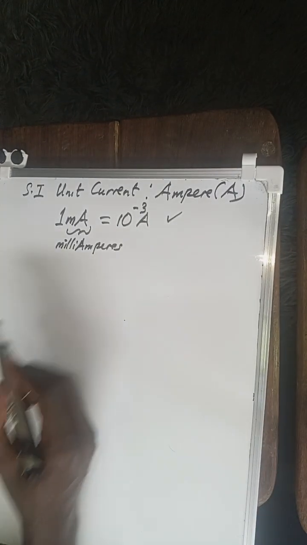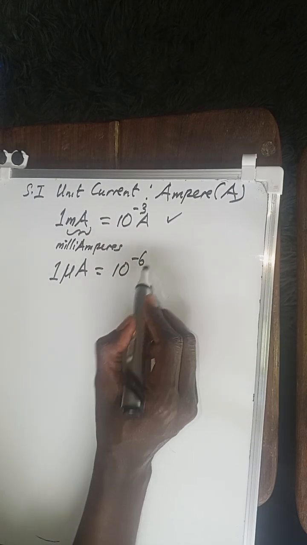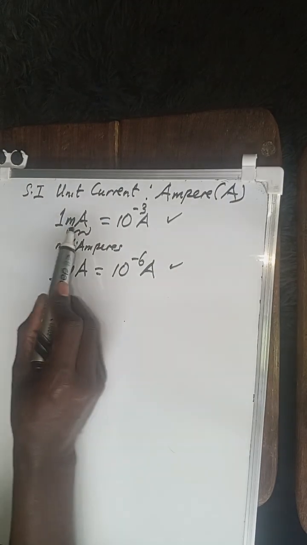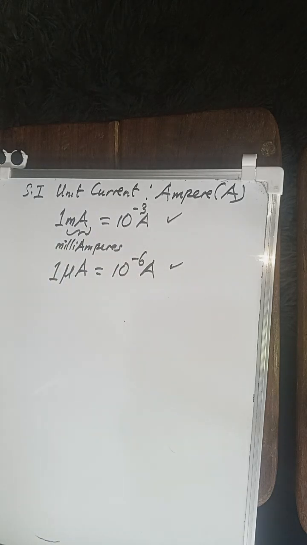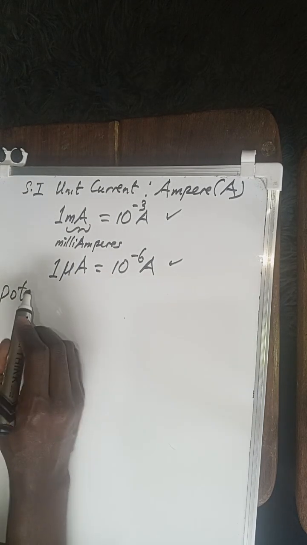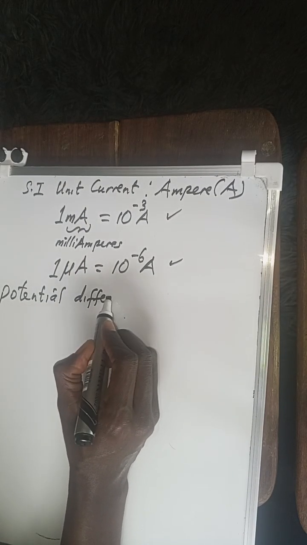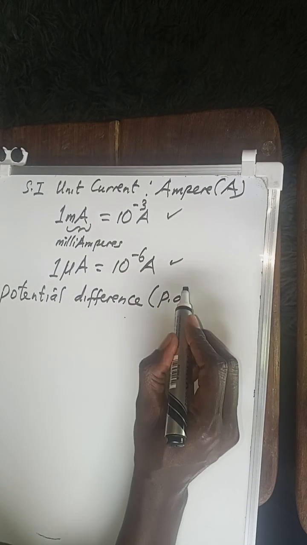So they can ask you, just like we did under micro. Like I said, 1 microamp is equal to 10 to the power negative 6 amps. So these two conversions are important, because each time they give you milliamps or microamps, make sure that you convert to amps, so you can use these standard conversions. Now at this point, I can talk about the potential difference, which is represented as the PD.